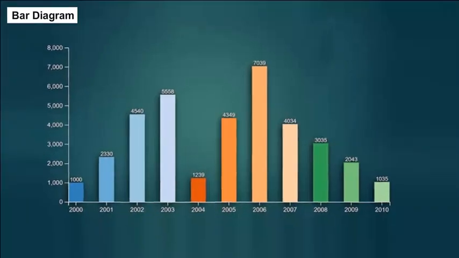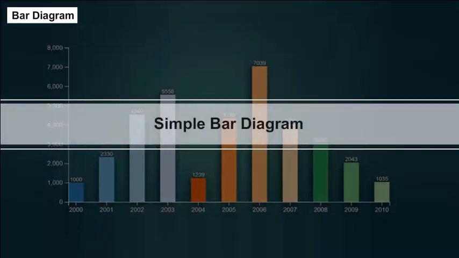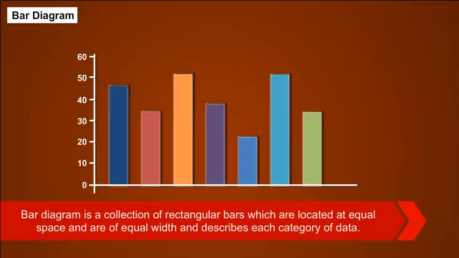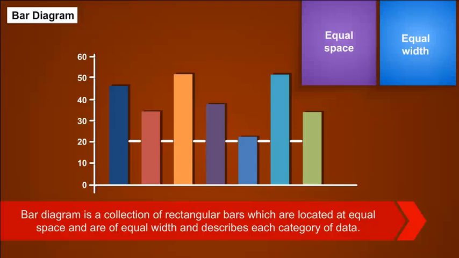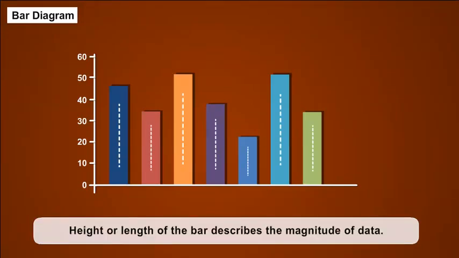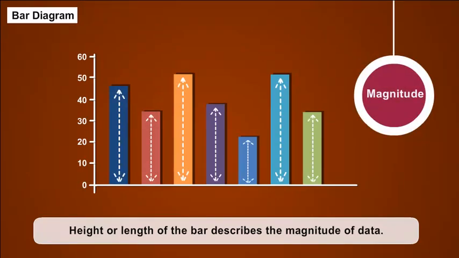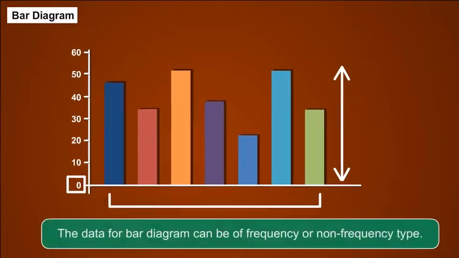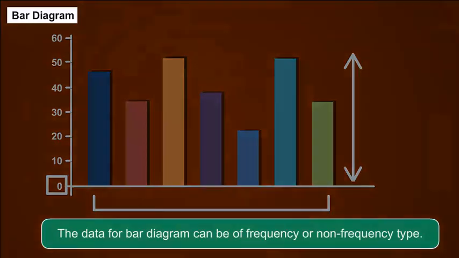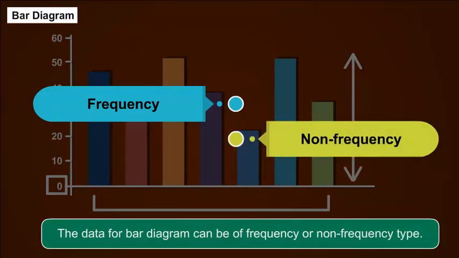Bar diagram. Simple bar diagram. A bar diagram is a collection of rectangular bars which are located at equal space and are of equal width and describe each category of data. Height or length of the bar describes the magnitude of data. The lower end of the bar touches the base line such that the height of a bar starts from 0 unit. The data for a bar diagram can be of frequency or non-frequency type.